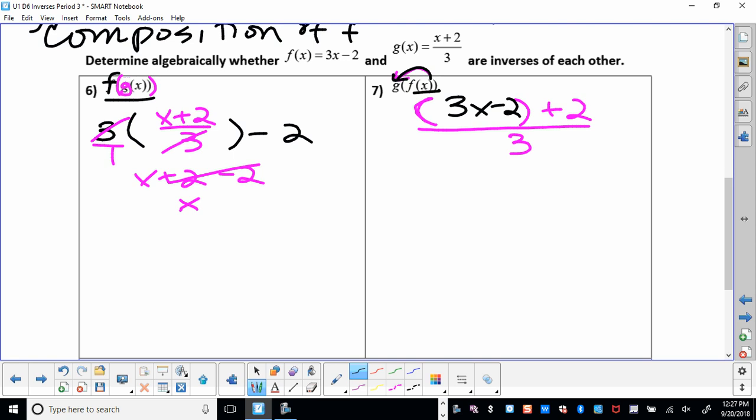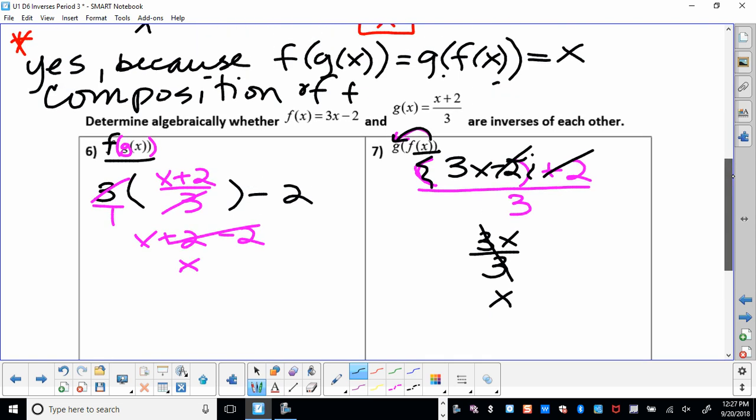And you always do your whole numerator first, before you would divide. So 3x minus 2, and there's nothing to distribute here with these parentheses, so I can ignore them. So minus 2 plus 2 is 0, so I end up with 3x divided by 3, and that's 1, so I end up with x. So both of them gave me x.